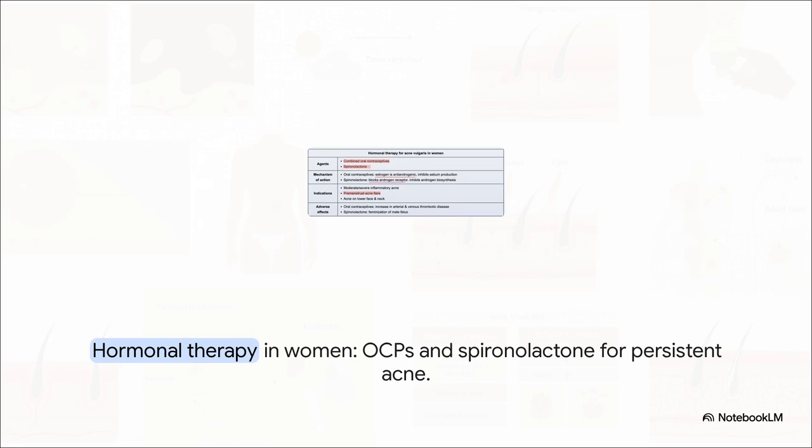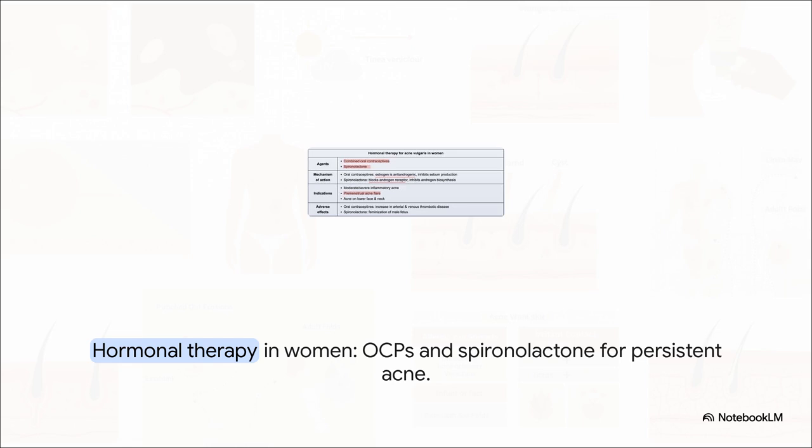For women, especially those dealing with premenstrual flares or moderate to severe inflammatory acne concentrated on the lower face and neck, hormonal therapy is highly effective. Combined oral contraceptives work well because the estrogen component is anti-androgenic, heavily inhibiting sebum production. Another option is spironolactone, which blocks the androgen receptor directly, inhibiting androgen biosynthesis and signaling.